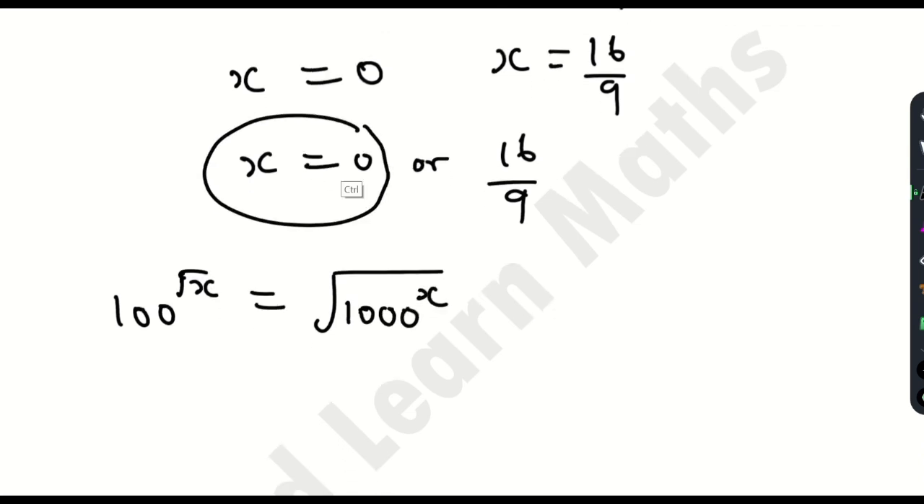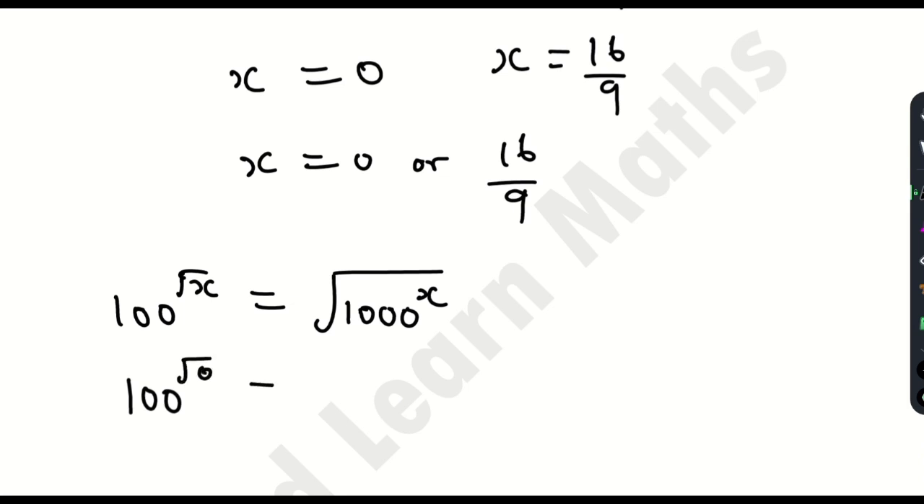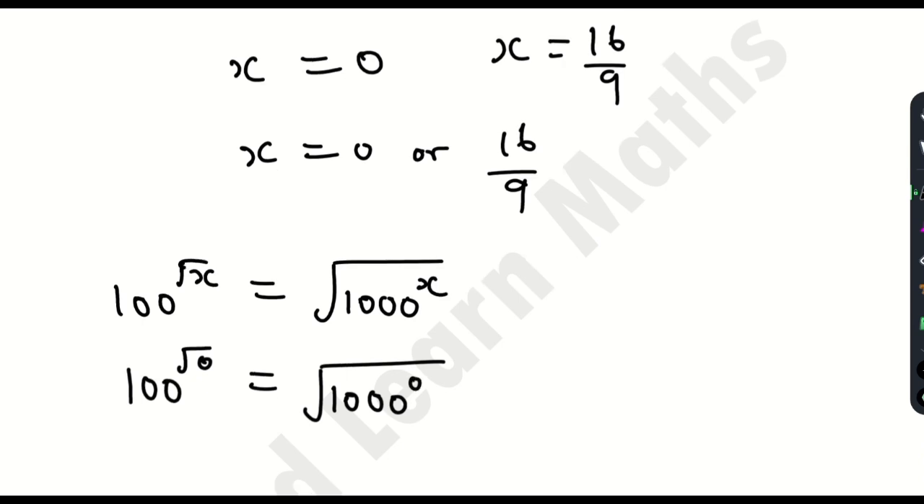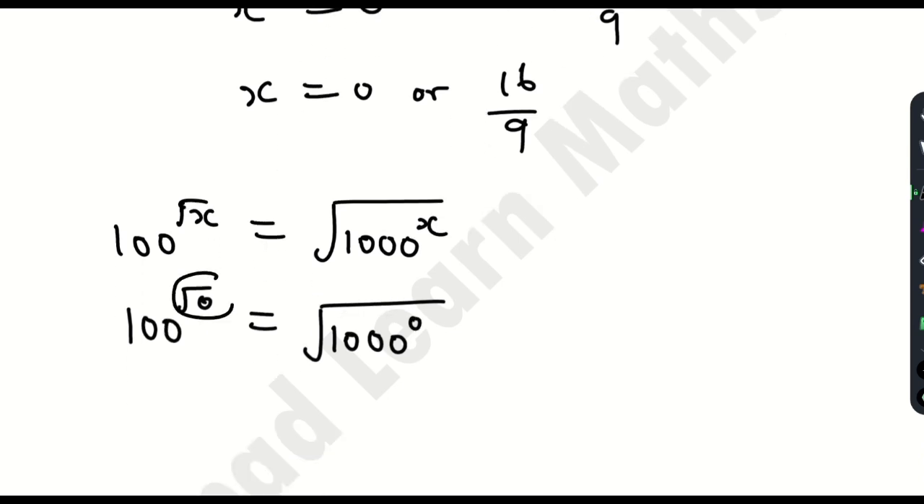When x is equal to 0, plug in 0 into the equation, you're going to have 100 raised to the power of square root of 0. So let's do the same thing on the right hand side. You have 1000 raised to the power of what? 0. So the square root of 0 is still going to be 0. So you have 100 raised to the power of 0. And 1000 raised to the power of 0 is what? 1. So you have the square root of 1.